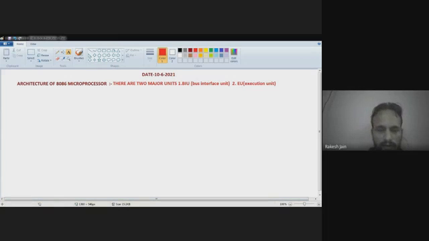Actually, the bus interface unit functions in such a way that it fetches the sequential instruction from memory, finds the physical address of the memory location where the instruction is stored, and manages the 6-byte prefetch queue where the pipeline instructions are stored. There are also separate kinds of registers in this bus interface unit. First of all, I will write down the basic functions of the bus interface unit.